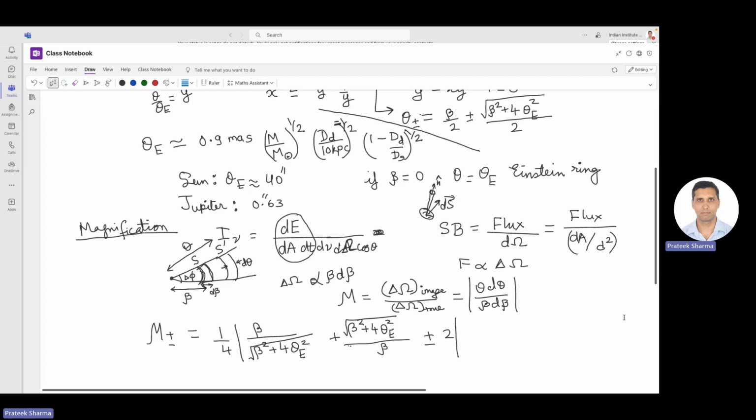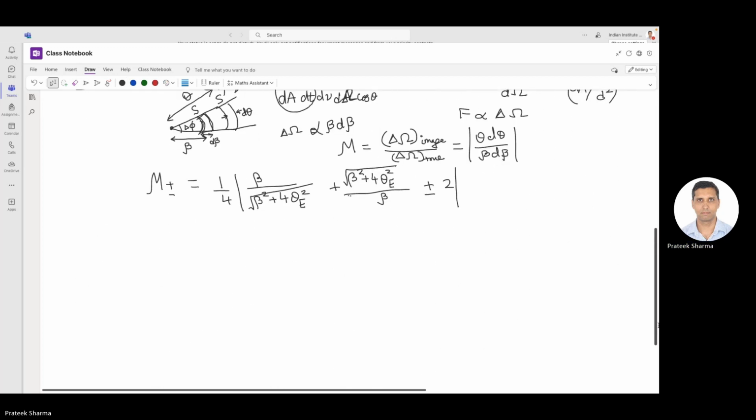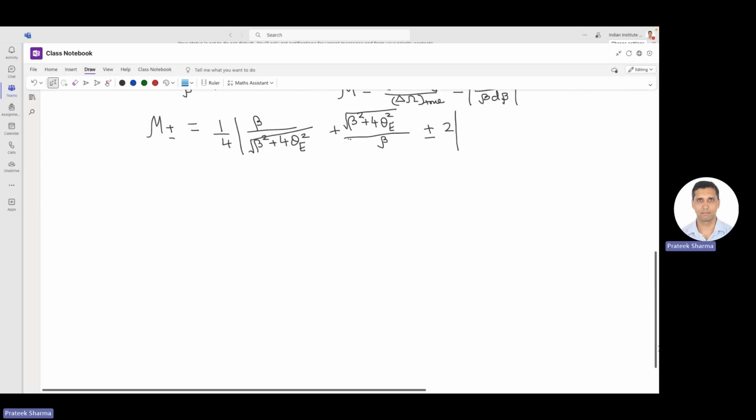Let's see if it makes sense. If we put our source too far away from theta e, you don't expect much magnification, right? Why should it magnify if it is not even close to the lens? So let's see what this gives you.